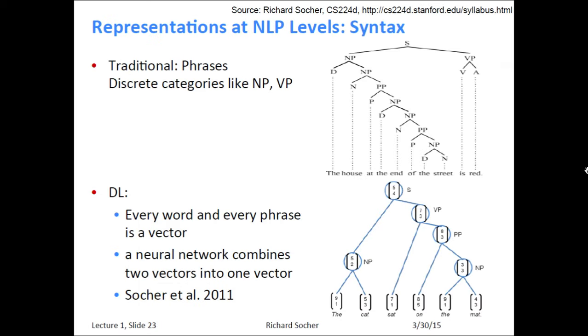Same for syntax. Instead of having a syntax tree where we say this is a noun phrase and this is a verb phrase and this is a noun phrase too, with these discrete categories, we change it. We say every word is a vector, and we can combine words to form a phrase, and the phrase is also represented as a vector, which we derive from the vectors of the words. So a neural network combines two vectors again into one vector.